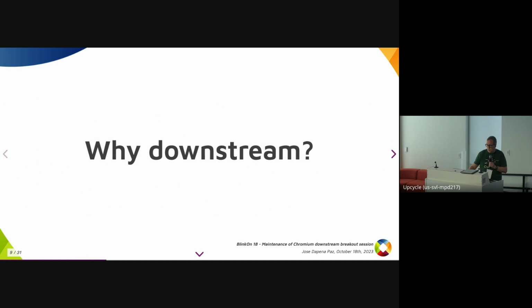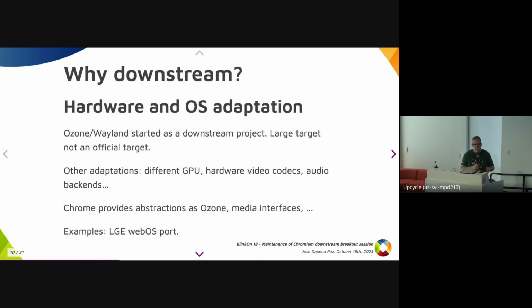Okay, so first, the question is why people do downstream instead of just picking upstream Chromium. That could be enough for many cases, but not for all. One of them is the hardware and OS adaptation. So if we want to have a browser that is quite tailored to the platform, to the device, to even the graphics backend. As an example, Ozone Wayland, that is now something that is happening upstream and is working upstream. It started as a downstream project.